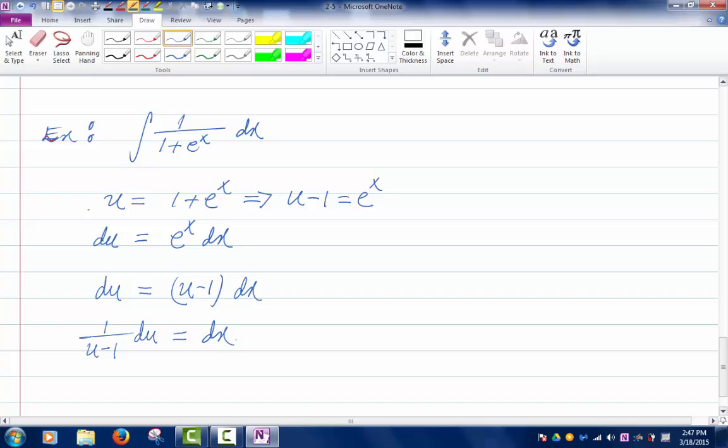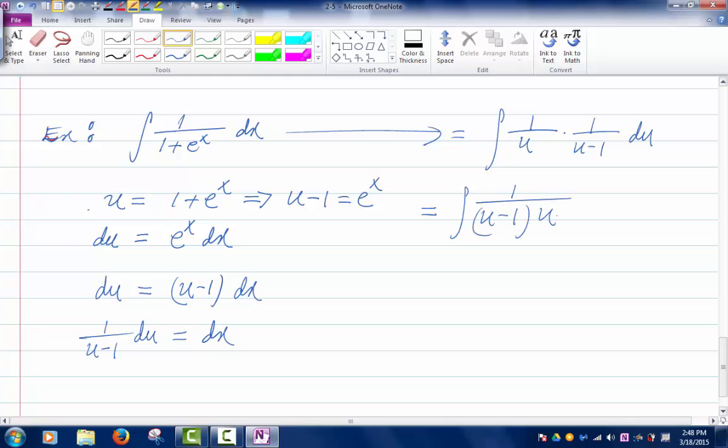This is not an ordinary integral that we have seen before. We had to do a little bit of work at the beginning. So now notice what's going to happen to the integral. This integral would be 1 over u, and then what is dx? dx is 1 over u minus 1 du, right? So what's the integral that I end up with? 1 over u minus 1 times u, right? How would you find that integral?